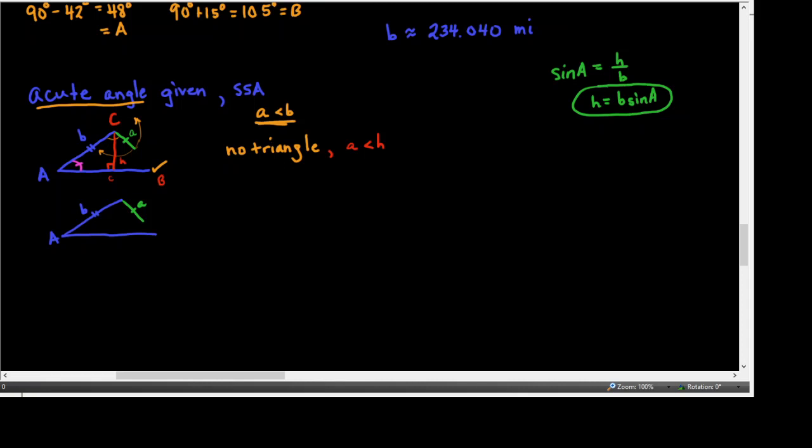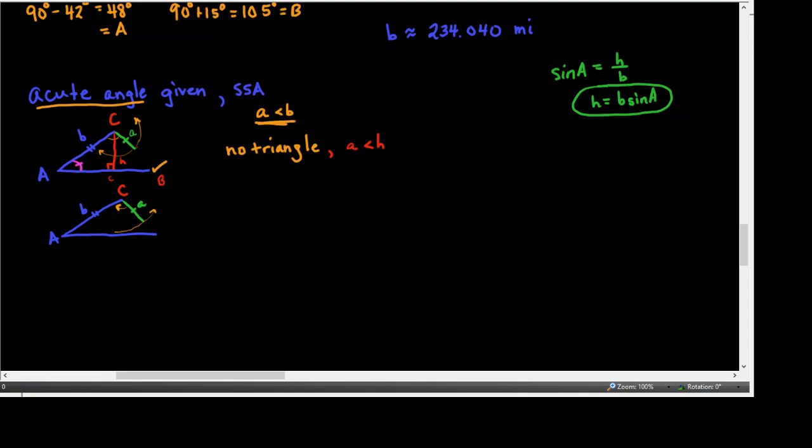And keep in mind that angle C is not fixed. It is not given. So it can move. This is not a fixed thing, so it can move. And that can swing this way, which isn't helpful, or this way.